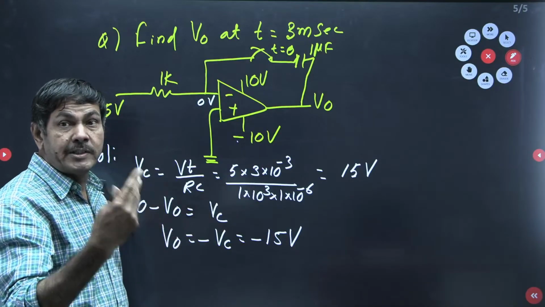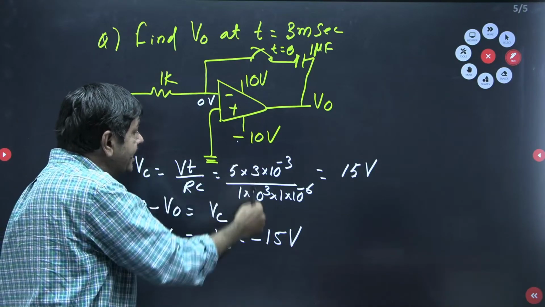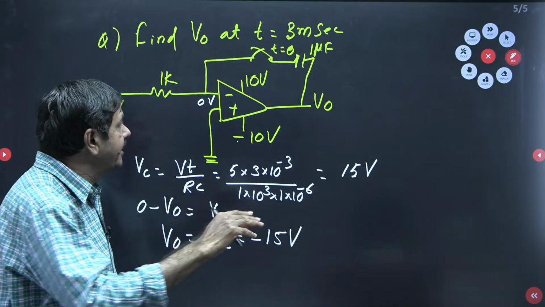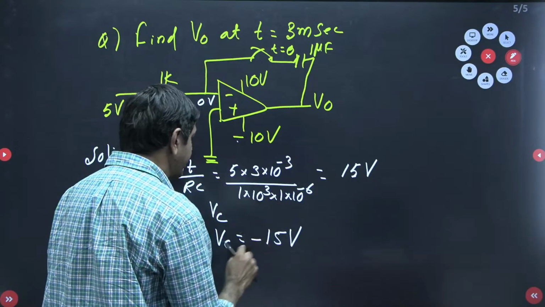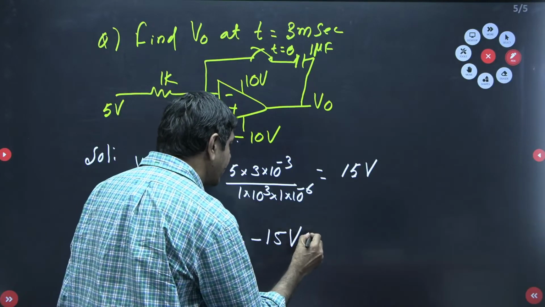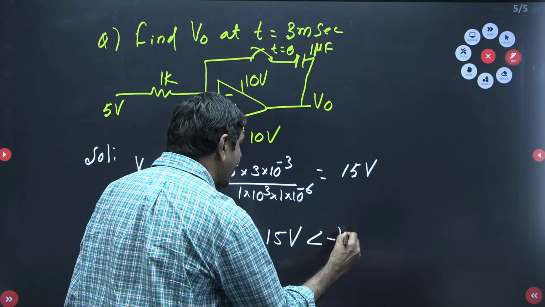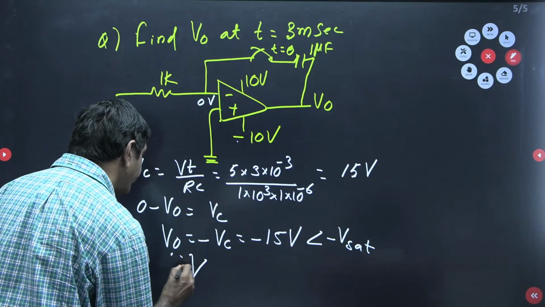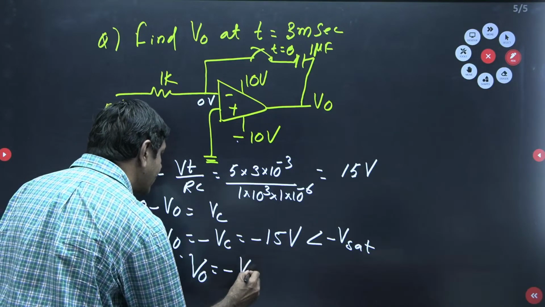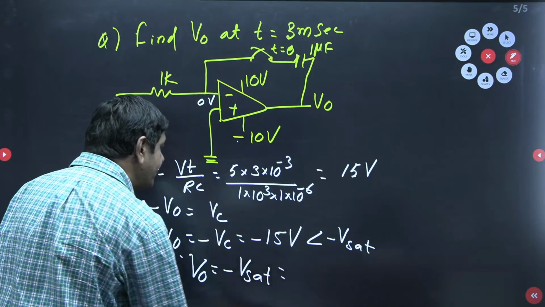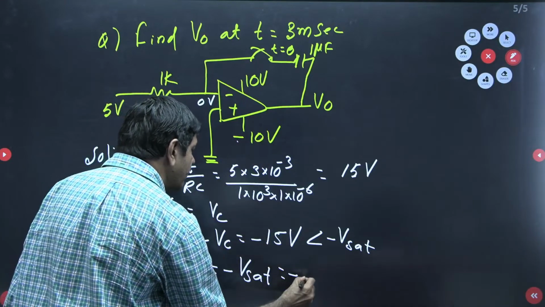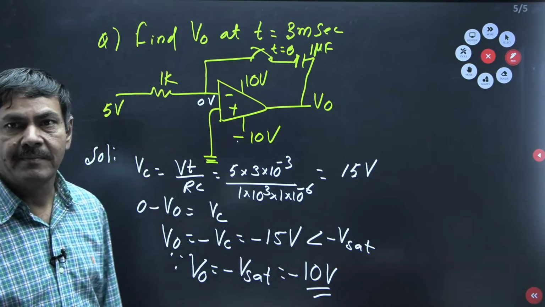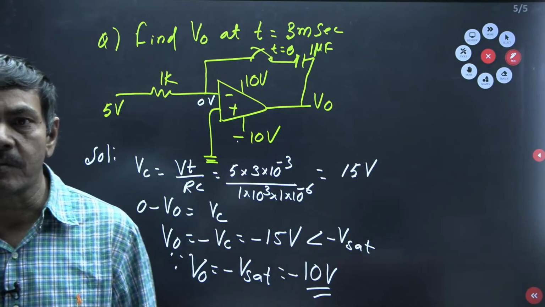V naught is unable to give that much voltage, because less than minus 10 volts means it will try to truncate. It will try to truncate and it can give V naught equal to how much voltage? Only minus 10. That means V naught equal to minus 15 volts is less than minus Vsat. Less than minus Vsat means V naught must be what? Minus Vsat only is possible. Minus Vsat means what value is possible? Minus 10 volts only is possible here. Now, it doesn't give minus 15 volts. It can truncate the rest of the value only. That is the answer for this question.